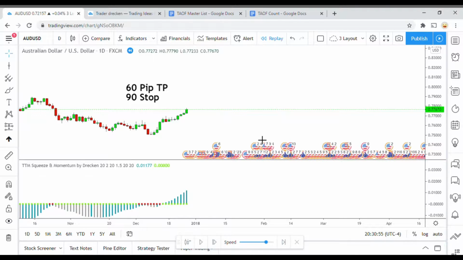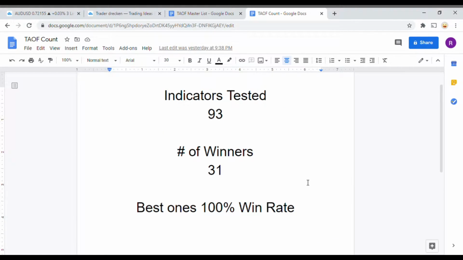Alright, as I said, today we will be testing the TTM squeeze indicator. But before we do, I wanted to put the indicator scoreboard up for everyone to see. So to date, we have tested 93 indicators. And out of those 93 indicators, we have found 31 that have been winners, which means that they have met or exceeded the 60% win-loss ratio threshold that we have set for them. The best ones so far were able to achieve a 100% win rate.